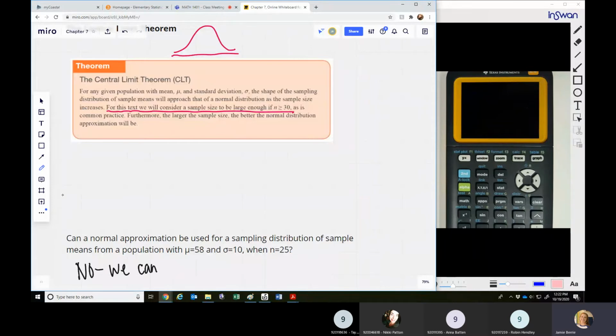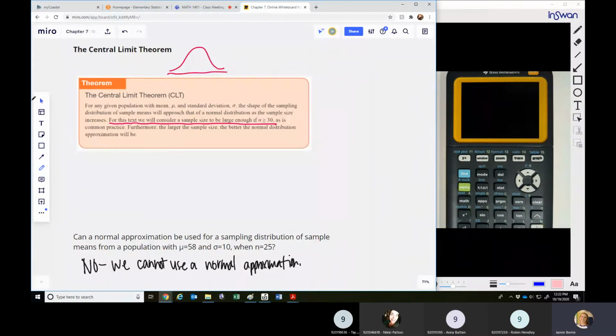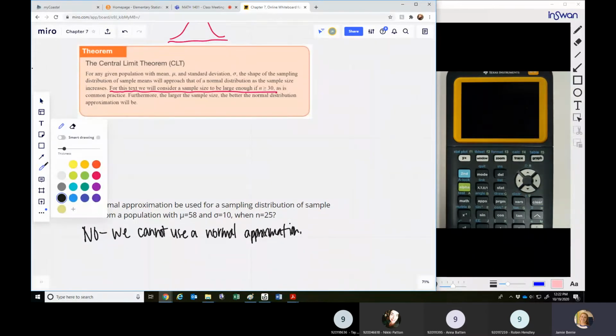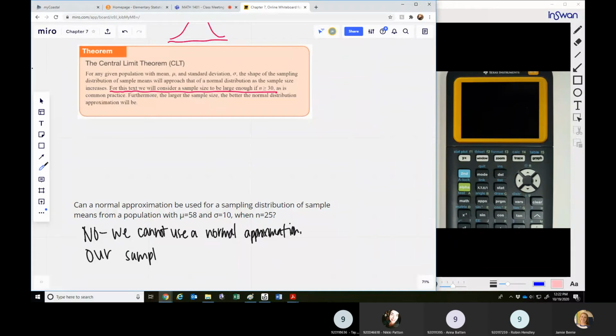We cannot use a normal approximation, and the reason why, let me scoot this up a little, and the reason why is our sample size n equals 25 is too small. The sample size must be at least 30.